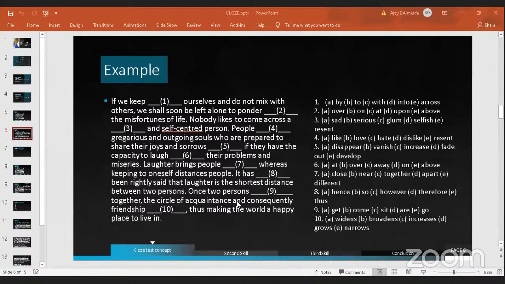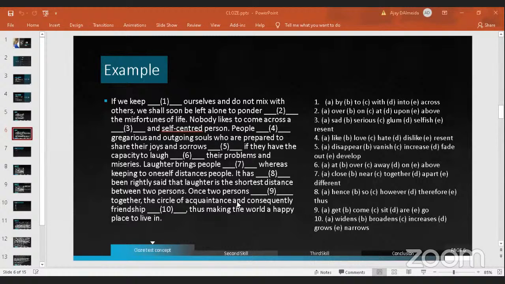That laughter brings people together, right? तो यहाँ पे क्या आना चाहिए? Thus नहीं आएगा, या तो therefore आएगा ना तो hence आएगा. What's the difference between therefore and hence? Hence is like that's why. That's why we say when we talk about a previous thing. He was late, hence he missed the bus.